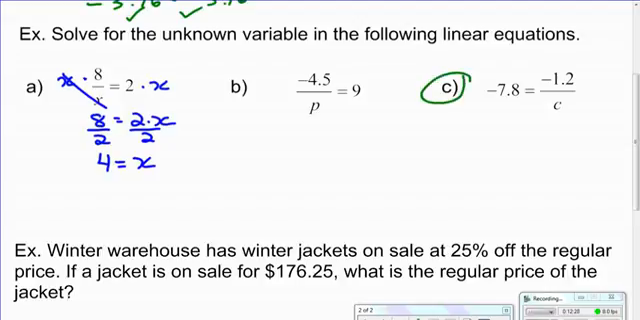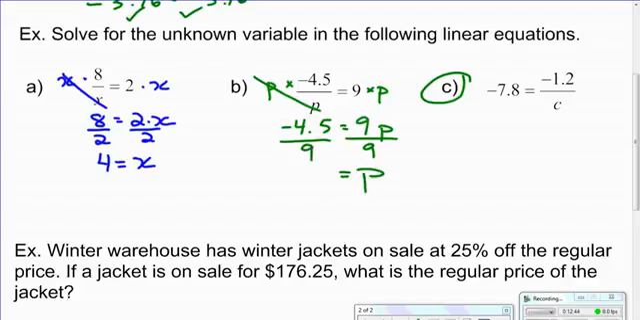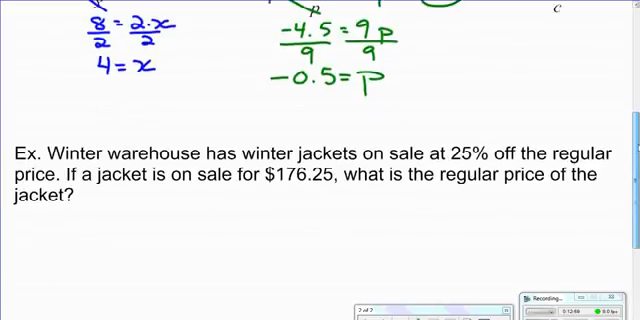So again, p is being divided, so we're going to multiply both sides by p. P cancels out on the left. Negative 4.5 is equal to 9p. Divide both sides by 9 to get the p by itself. Negative 0.5. Okay? So you're going to try the last one on your own. Hopefully you can figure that one out.